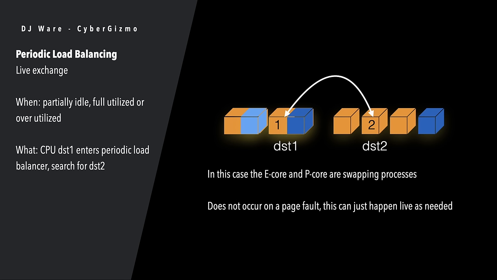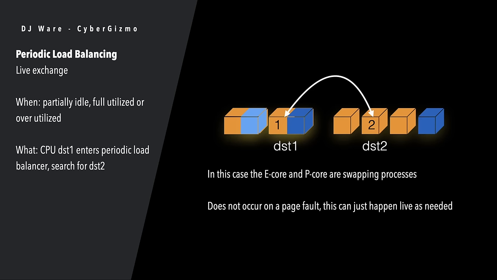The other one is what's called a live exchange. And this occurs when we have a partially idle system, but we might have parts of it that are fully utilized or maybe even overutilized as well. So in this case, the destination one enters the periodic load balancer. It's been running for a while.